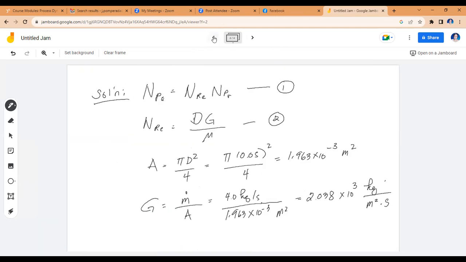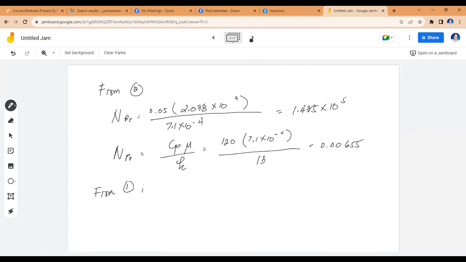So you'll have the Peclet number. From equation 1, you have the Peclet number now: 1.435 times 10 raised to 5, multiplied with 0.00655. What's your Peclet number in this case? 939.925. We'll just round this off so we won't have to deal with decimals. So we'll make it 940.